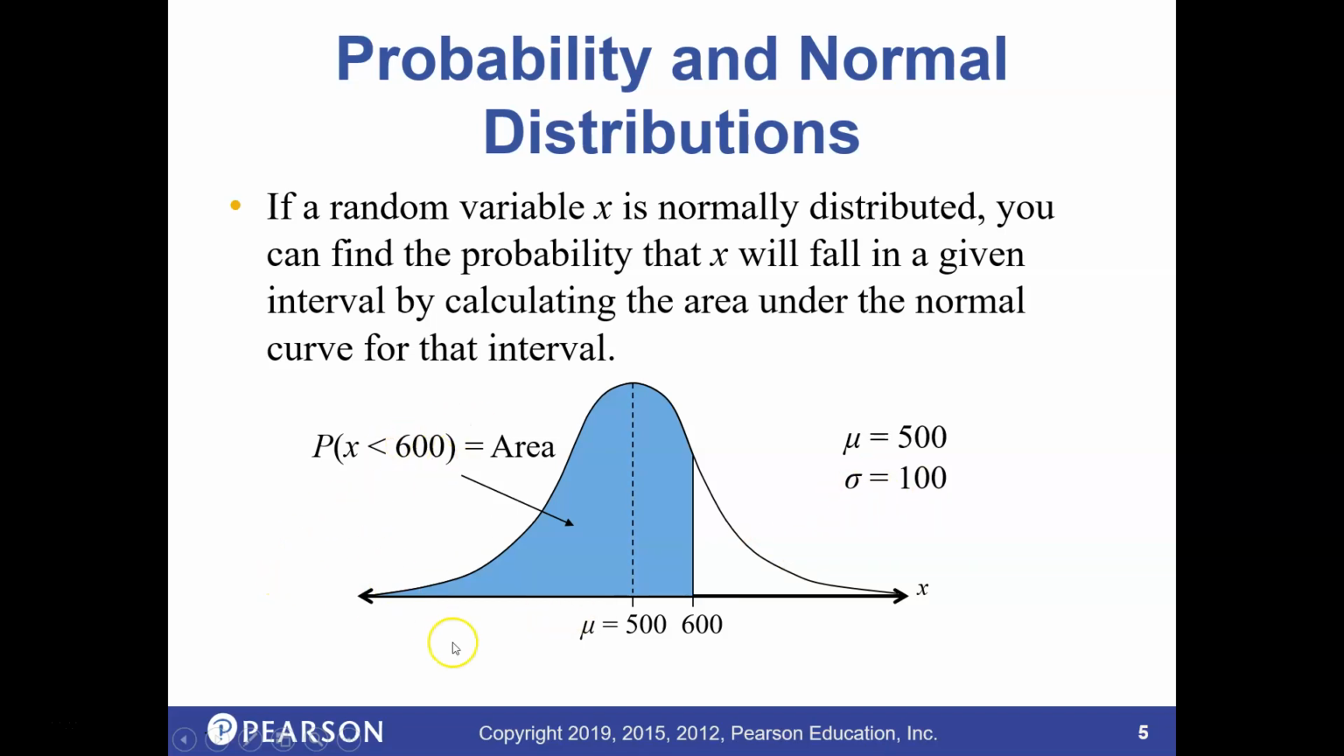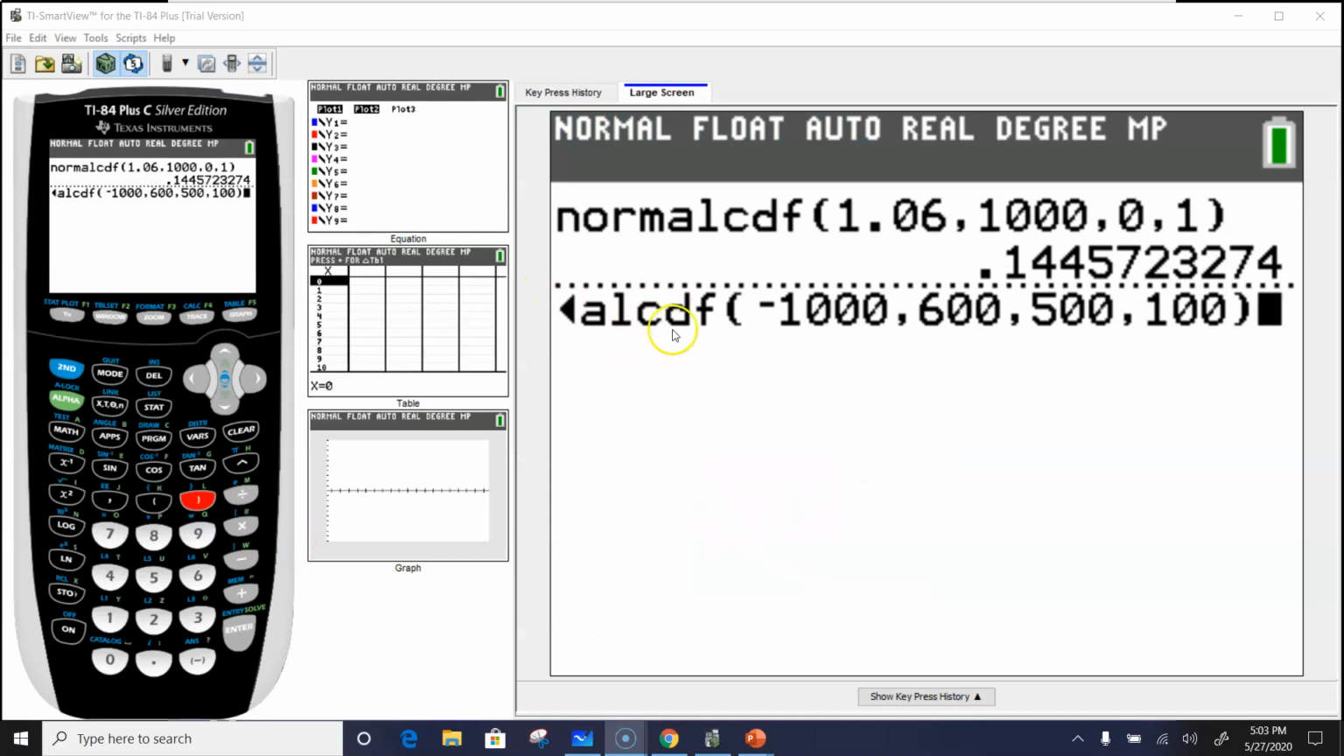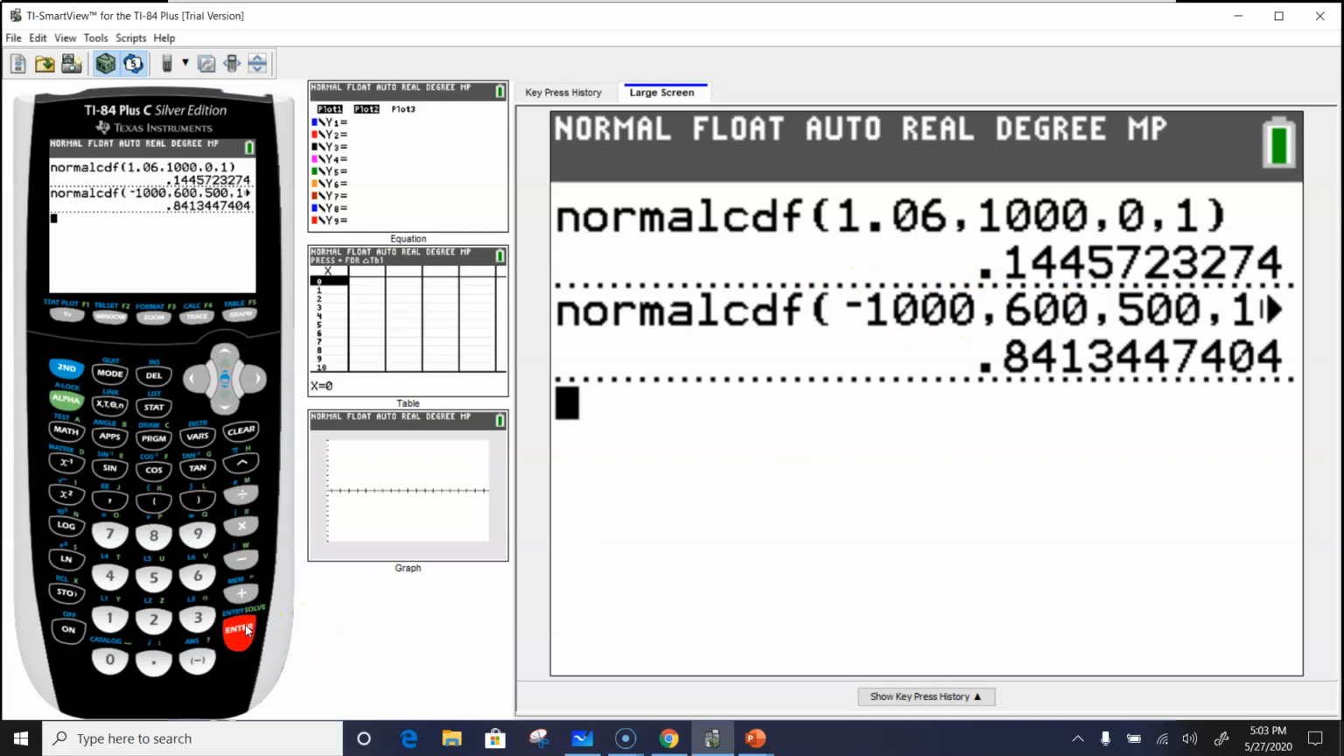So what would this look like on our calculator? Lower limit, we could make that negative 1,000 or negative 10,000. Upper limit is 600. Mean and standard deviation are 500 and 100 respectively. So I have normal CDF again, it's cut off here. Lower limit negative 1,000, upper limit 600, and then we enter our mean and standard deviation, and I get 0.8413.